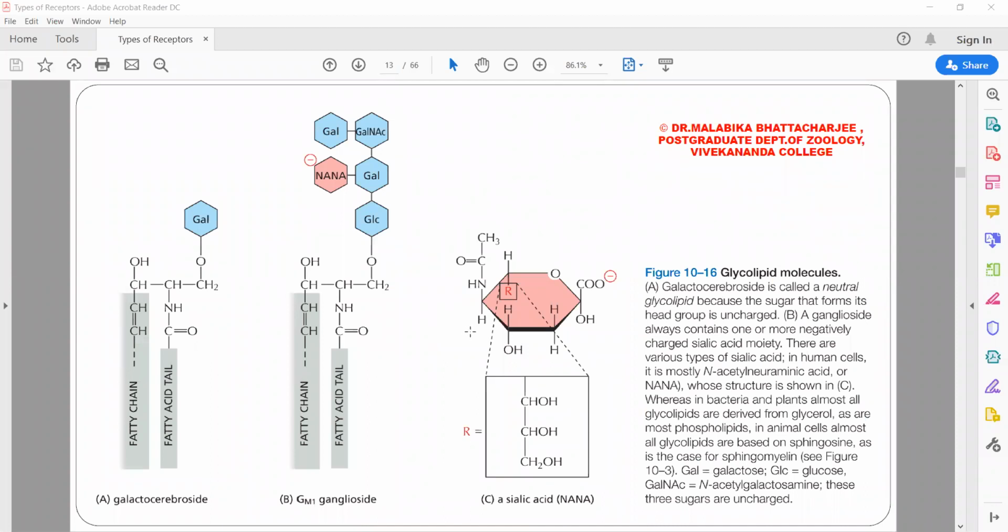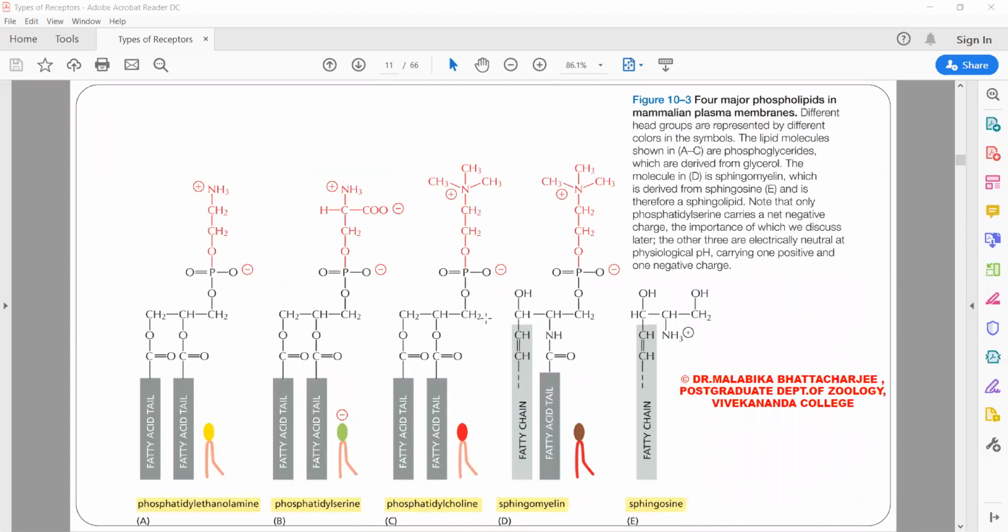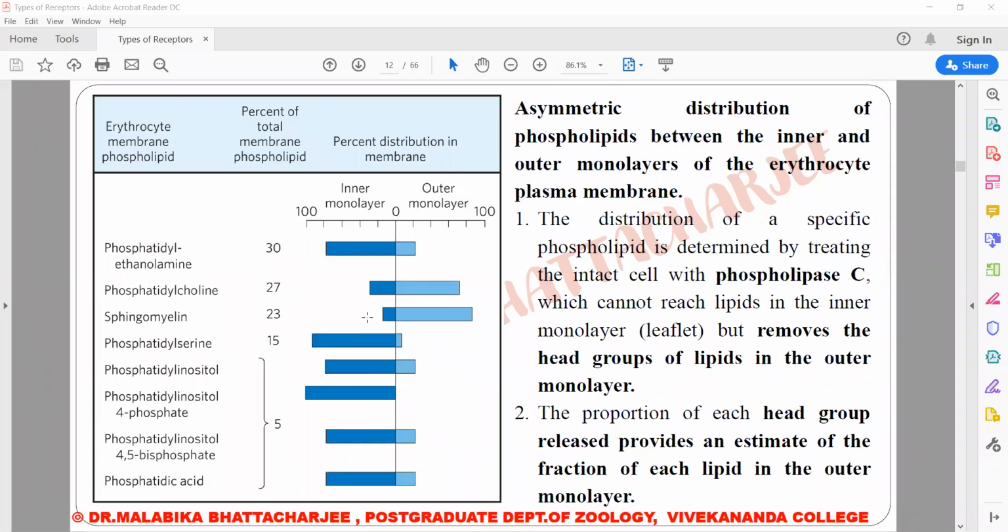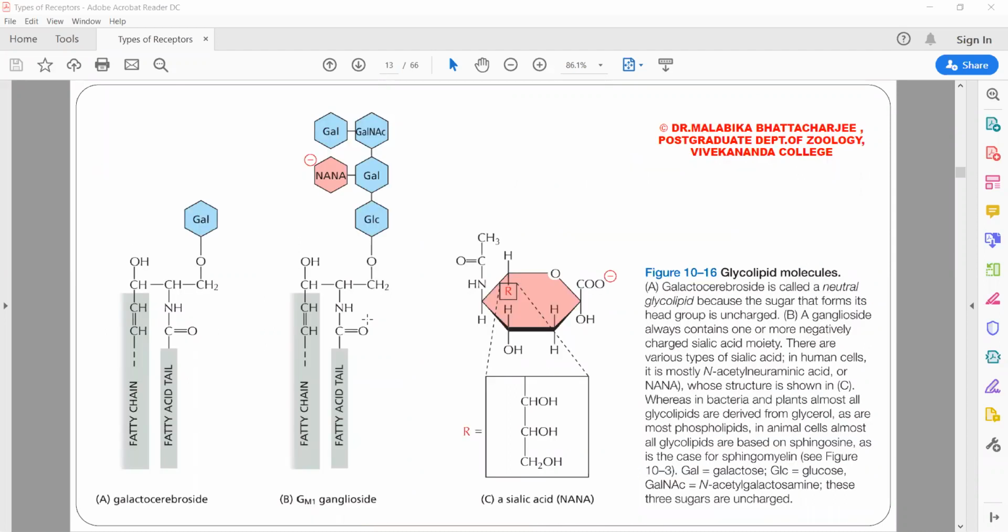Now, we have dealt with the phospholipids. These are the majority of the phospholipids, and this is the distribution of the phospholipids between the two bilayers. Now let's move on to the glycolipid molecules. As you can see, glycolipid molecules are carbohydrate molecules attached to lipid molecules. This one is galactocerebroside, a neutral glycolipid, where a galactose molecule has been attached to a lipid molecule.